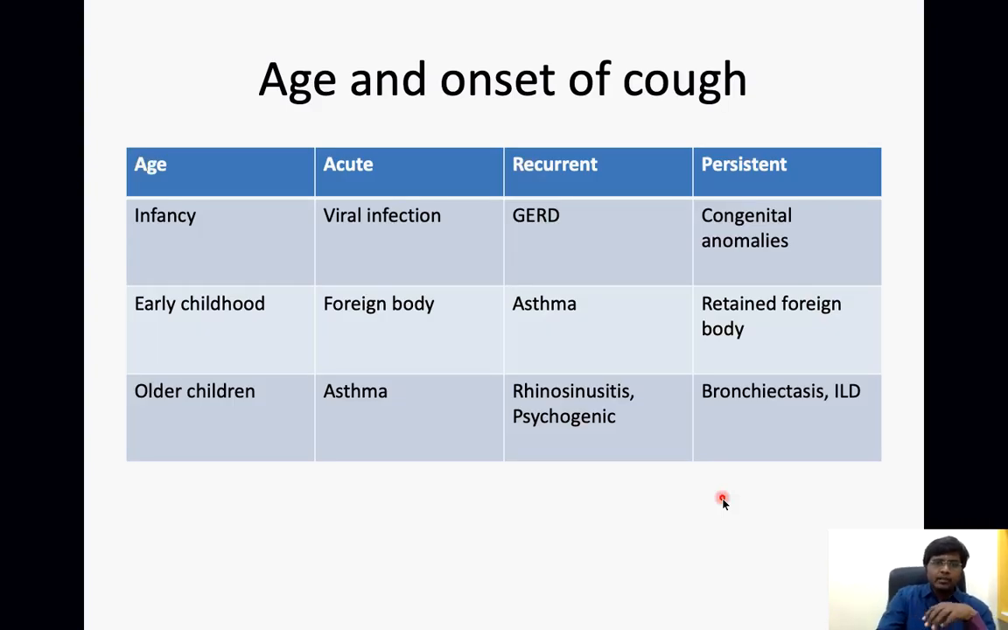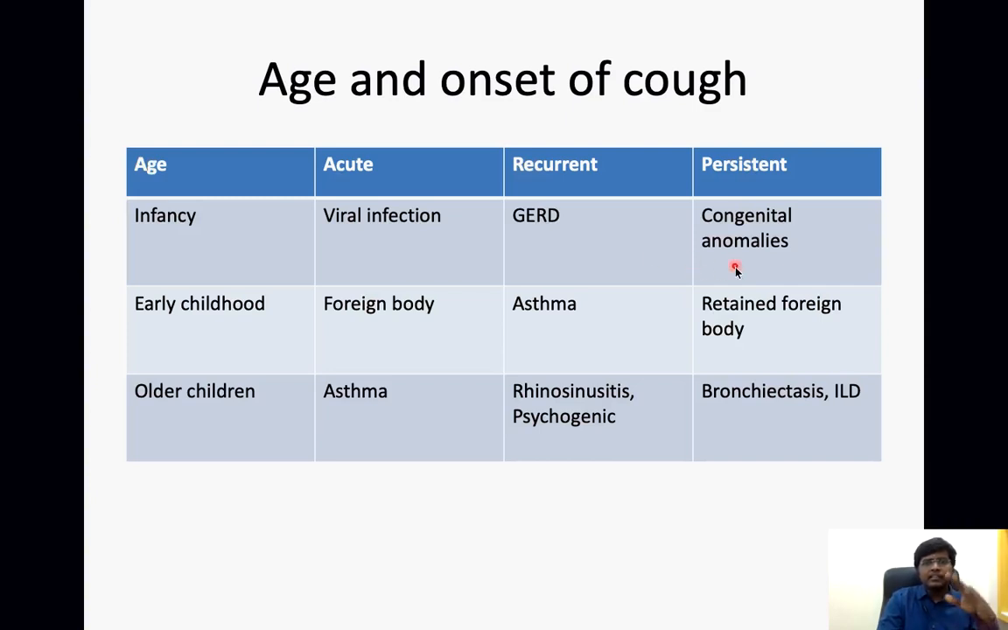Based on the age of onset of cough, we classify them into a lot of diagnoses. For example, when the onset of cough is in a young infant, we think of these possibilities. If they present within 4 weeks, think of viral infection as the most common. They will present with coryza, running nose, cough and low grade fever. The same infant who has recurrent vomiting or regurgitation, whenever the mother is feeding, the child will regurgitate feeds and might also have cough. Then you think of GERD, that means gastroesophageal reflux disease.